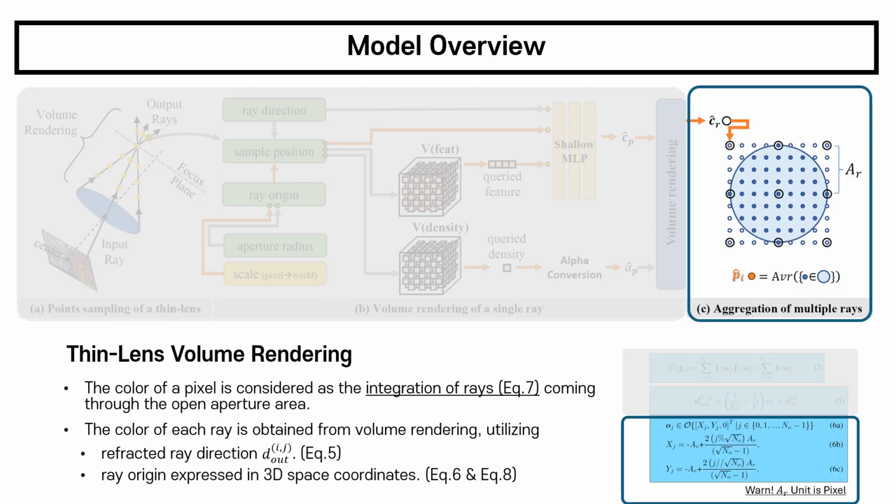For the purpose of acquiring ray origins, regular grid sampling is executed within the aperture area. Please note that the ray origins are expressed with respect to the aperture radius AR, which has pixel unit.